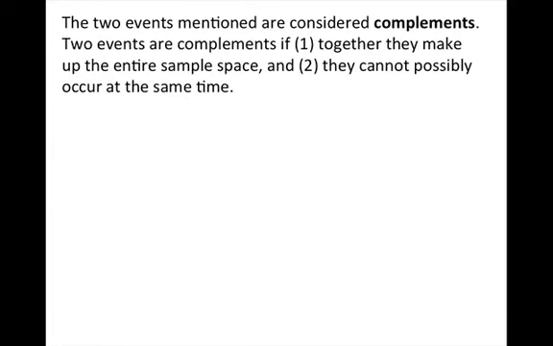The two events mentioned are considered complements. Two events are complements if these following two things occur. First, together they make up the entire sample space. If I considered my sample space for rolling a die, I had the numbers 1 through 6. Rolling a 5 took care of the 5, and not rolling a 5 took care of the 1, 2, 3, 4, and 6. So every number in my sample space fit into one of those two categories, either rolling a 5 or not rolling a 5.